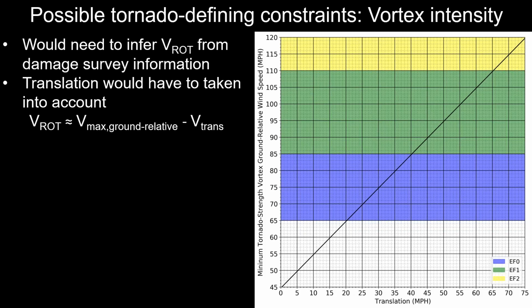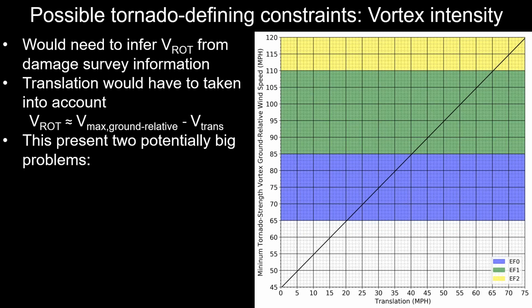If you're out there trying to estimate what the maximum wind speed is based off the damage, you would have to back out the translation essentially, because the definition is not rooted in the maximum actual wind speed of the damage. It's rooted in the rotational velocity of the damage. Right? So you basically have to take your EF scale estimate, subtract how fast the vortex is moving to get the rotational speed that would then determine whether or not the vortex met tornado criteria.